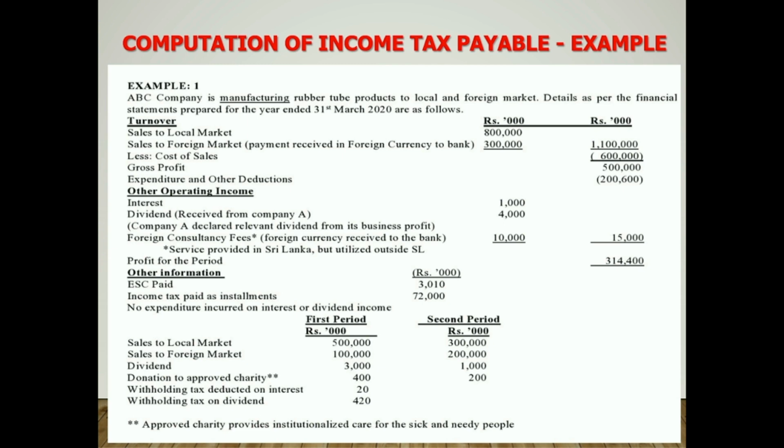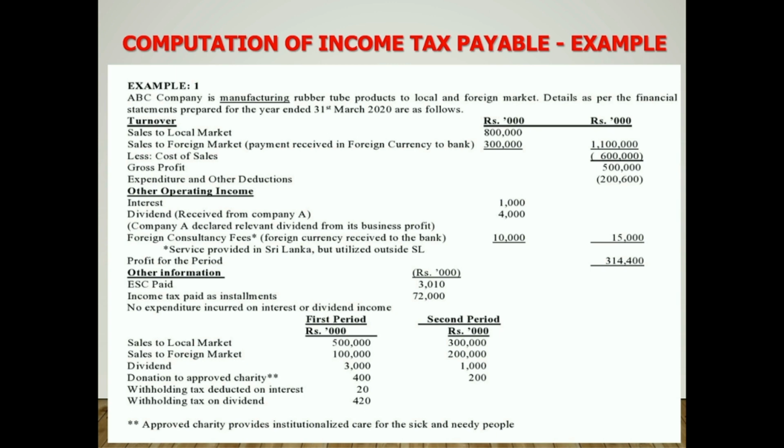Under the other information, it says the company has paid EAC, a tax credit you can deduct from your gross income tax liability. Income tax paid as installments according to the CIT return, they have to make installment payments. So they have made 72 million during the year of assessment.